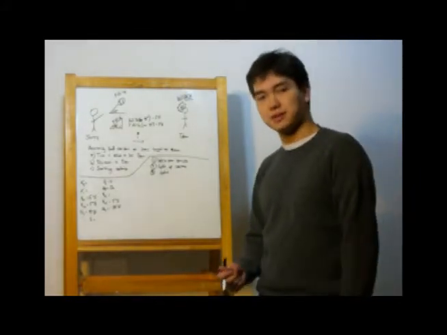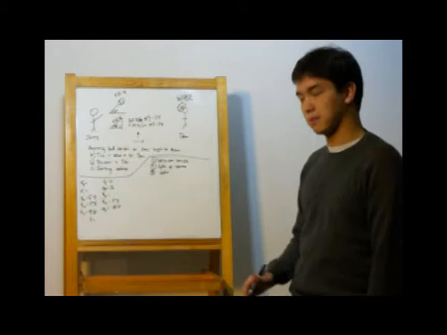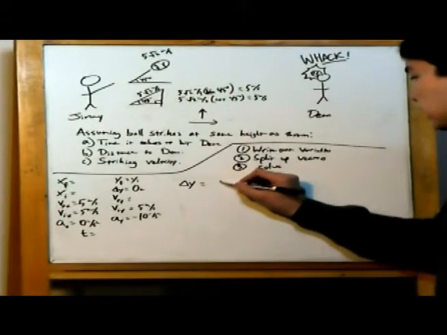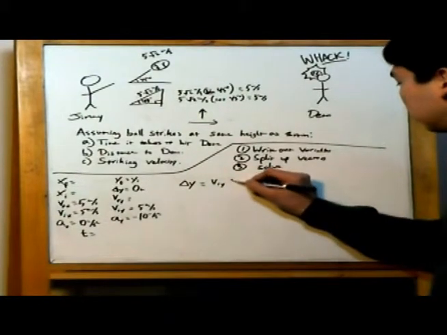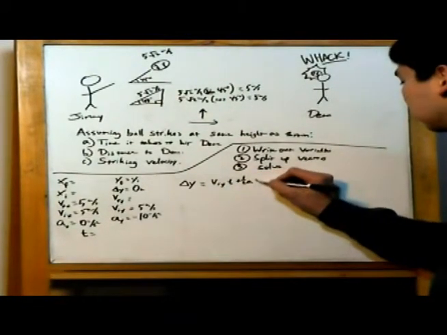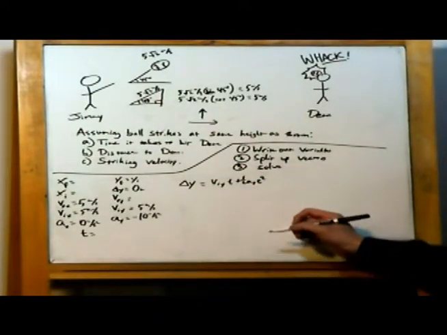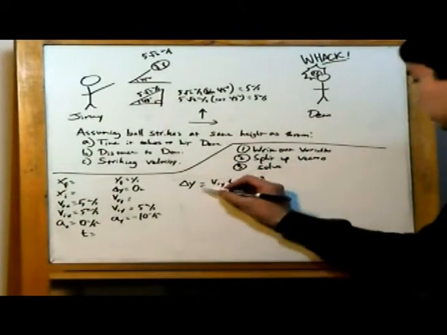So you should probably have these 3 memorized, or on a piece of paper somewhere nearby you. So we're going to solve this in the y dimension. The displacement in the y dimension is equal to our initial velocity in the y dimension times time plus 1/2 times acceleration in the y dimension times time squared.